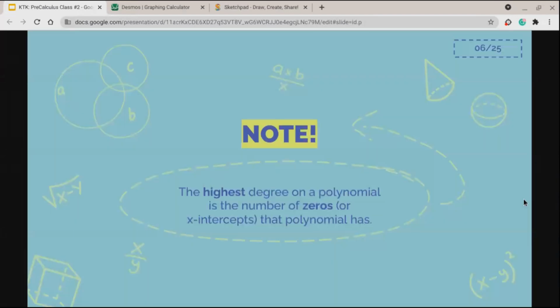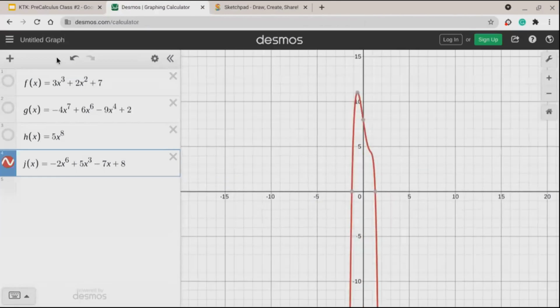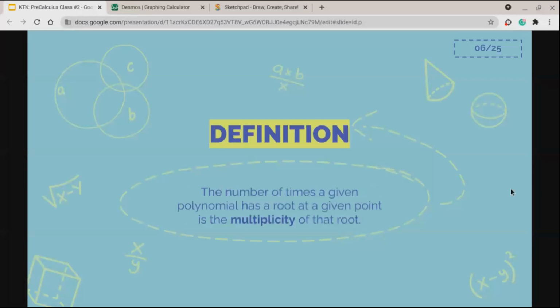Moving on, this is something to note. The highest degree on a polynomial is the number of zeros or x-intercepts that polynomial has. And the definition of multiplicity, which is what we're going to go over next, is the number of times a given polynomial has a root at a given point. That is the multiplicity of that root.